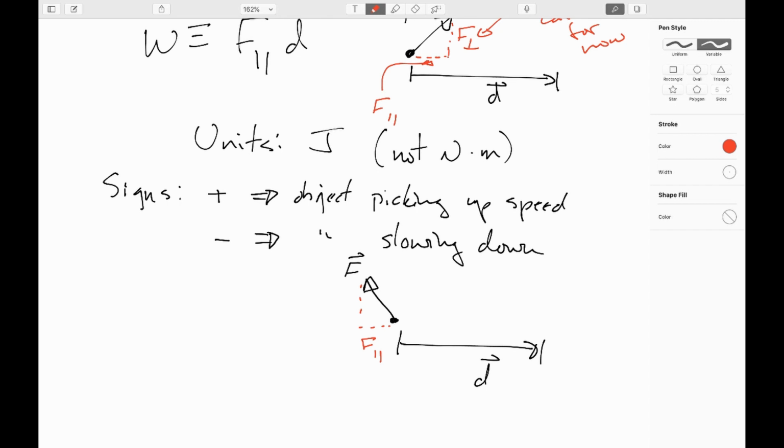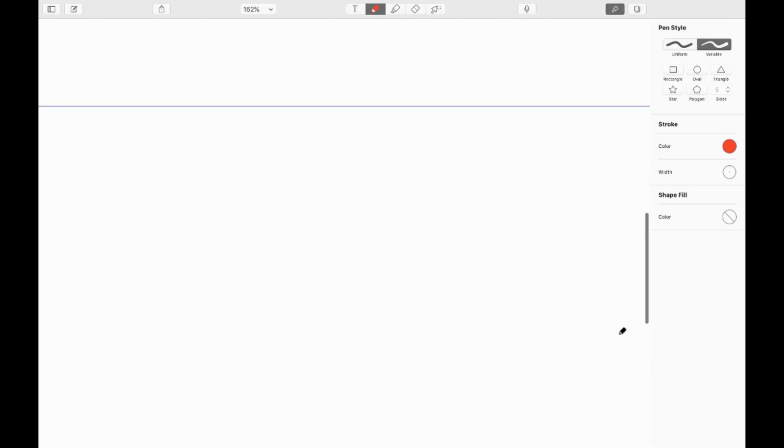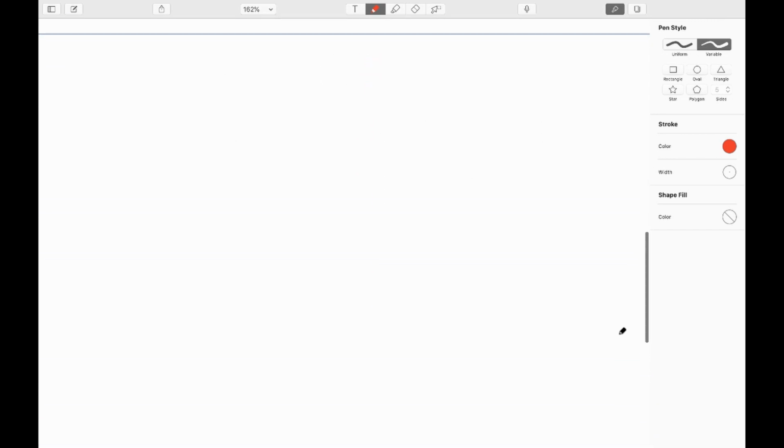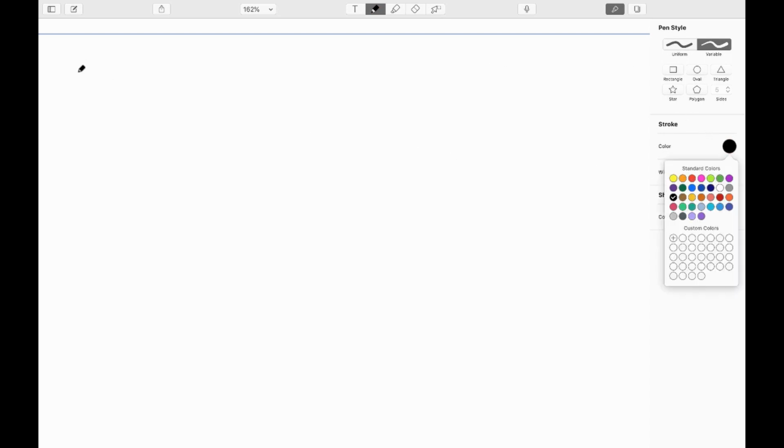Okay. So with that, we're ready to get to what I'd like to call the first version of the work-energy theorem. Also people call it the work-kinetic energy theorem. So let's go with that.